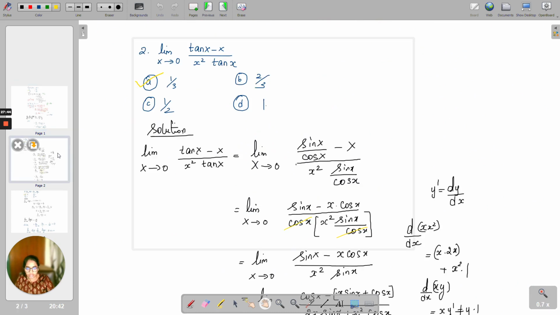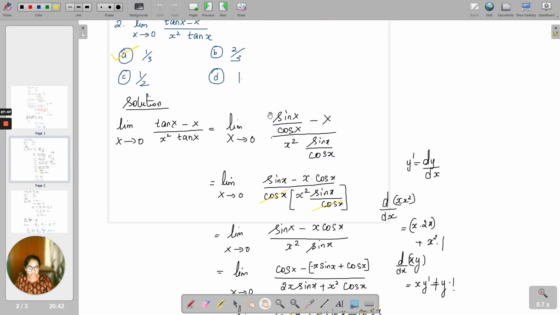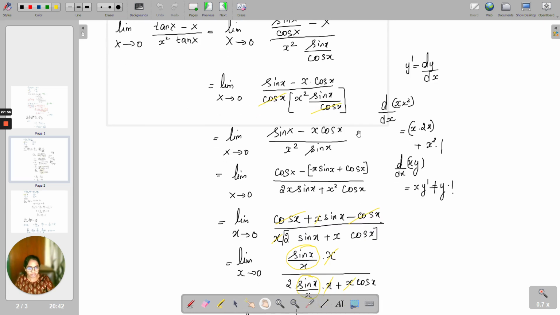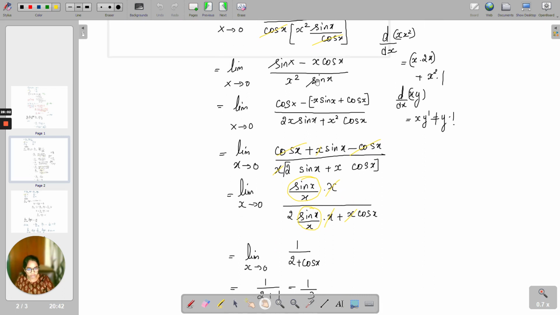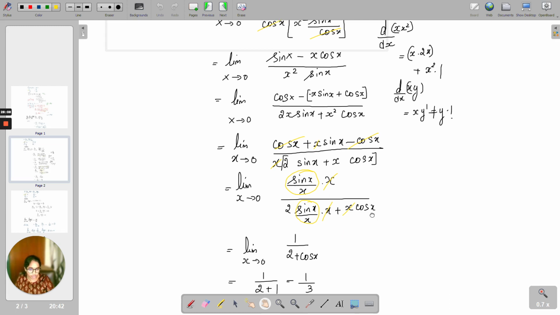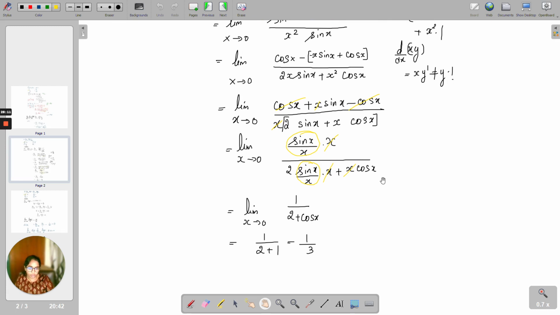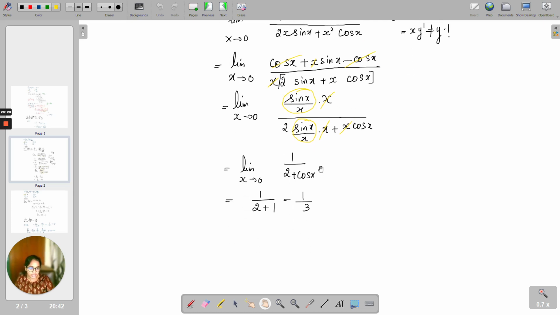In the next problem, we first tried simplifying it, where tan x is sin x by cos x. Again, we arrived at an indeterminate form, so we applied L'Hospital's rule. We differentiated them, but still there was a 0 by 0 form. So then what did we do? We found sin x, and the limit is x tends to 0, so we multiplied and divided by x. After some simplification, we arrived at our answer, that is 1 divided by 3.